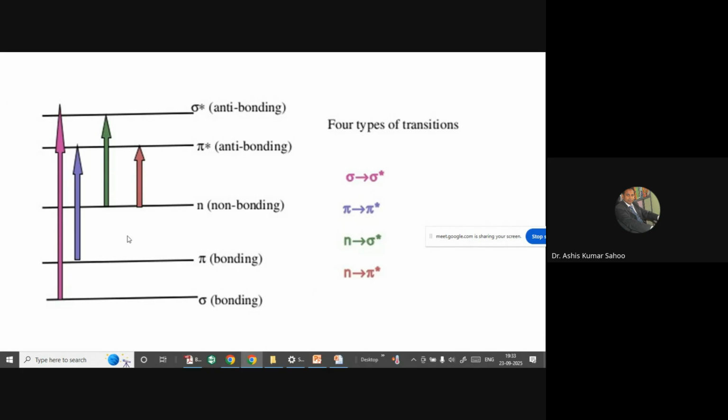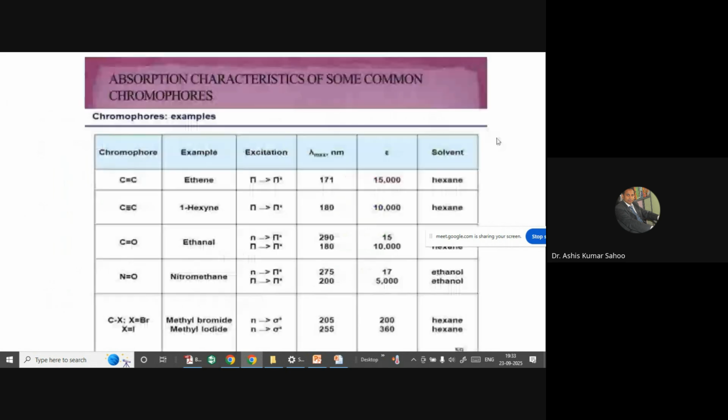Among these, the sigma to sigma star transition has the highest energy gap. The sigma to sigma star gap is more. Similarly, the pi to pi star transition is a little bit less than sigma to sigma star. Then we go to n. So if we look at the increasing or decreasing order of energy of absorption of electronic transitions, you can see here.